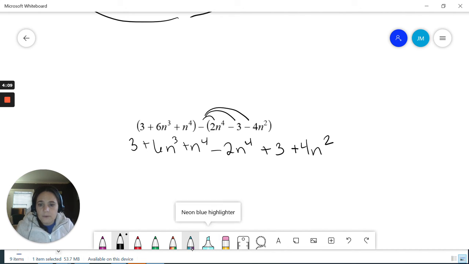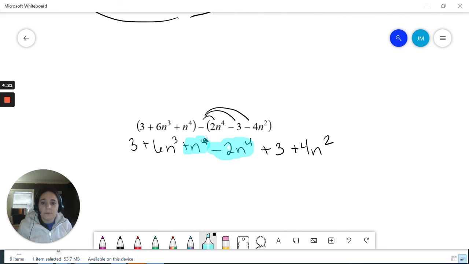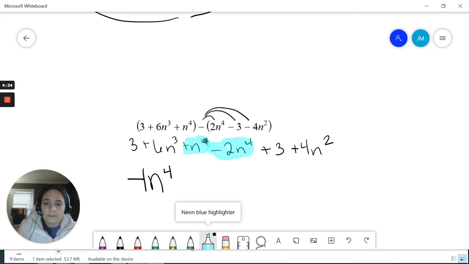And now I'm going to find my highest term, highest degree, highest exponent. The highest exponent is this 4. So I'm going to combine all of my n to the fourths. So we have a 1n to the fourth minus 2n to the fourth is a negative 1n to the fourth. And you don't have to write that 1 in front, but if it helps you, you totally can.